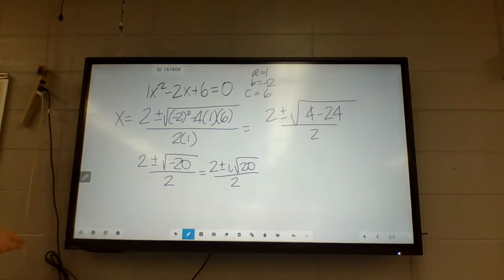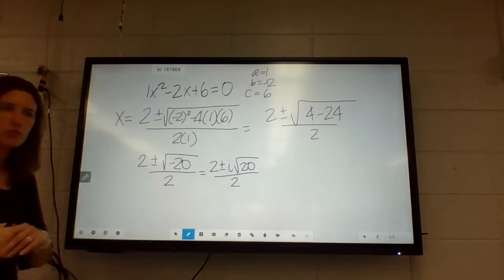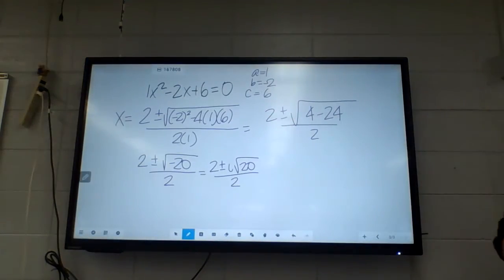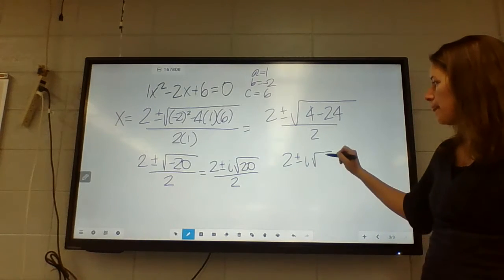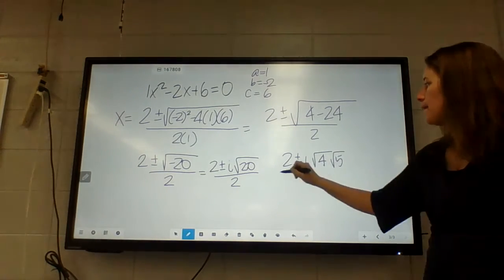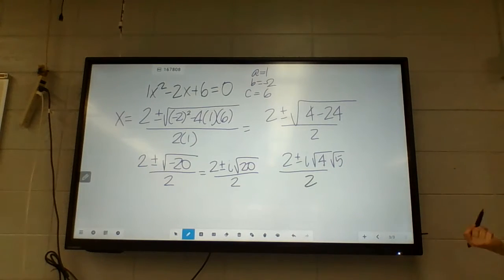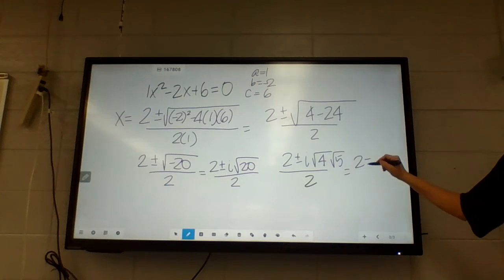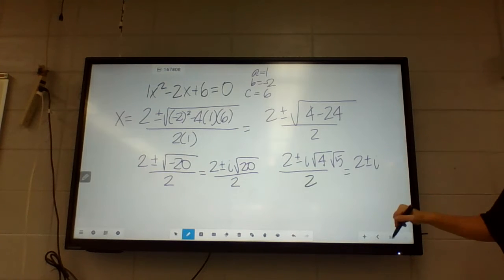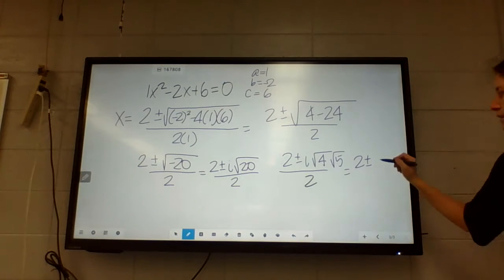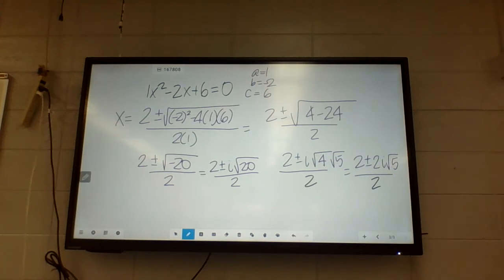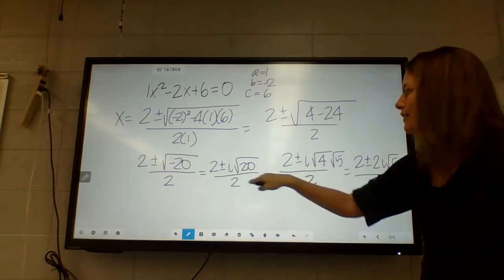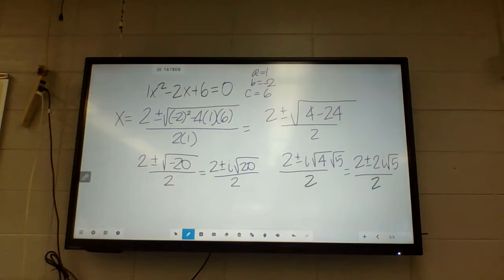However, square root of 20 can be simplified. What goes into the square root of 20? Yep, 5 and 4. So I'm going to break this up. Square root of 4 is 2. I'm going to write that as 2i. So at this point, if you got to really this whole last line, you're doing pretty well. You just need to review this simplifying.